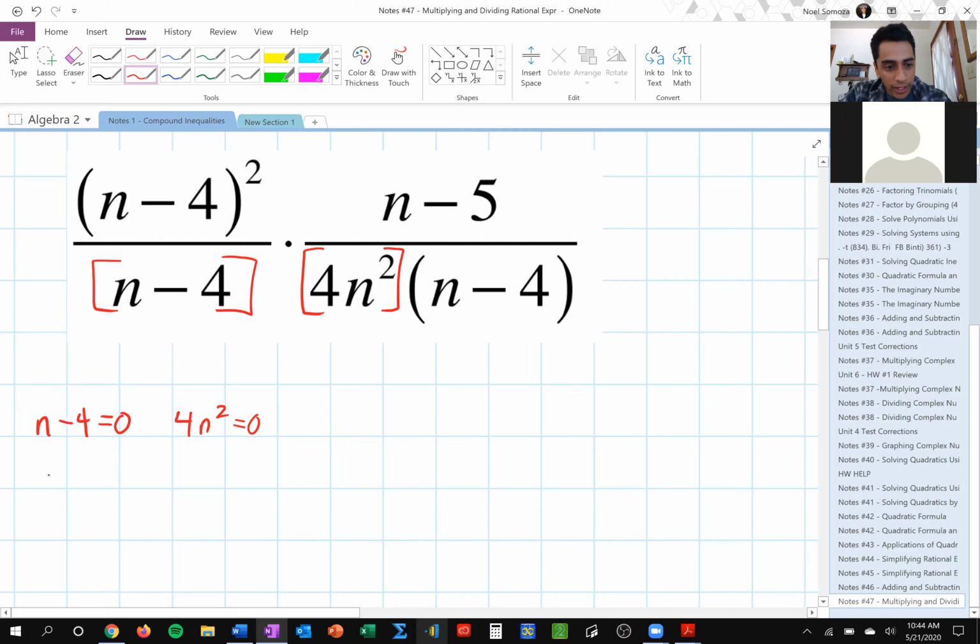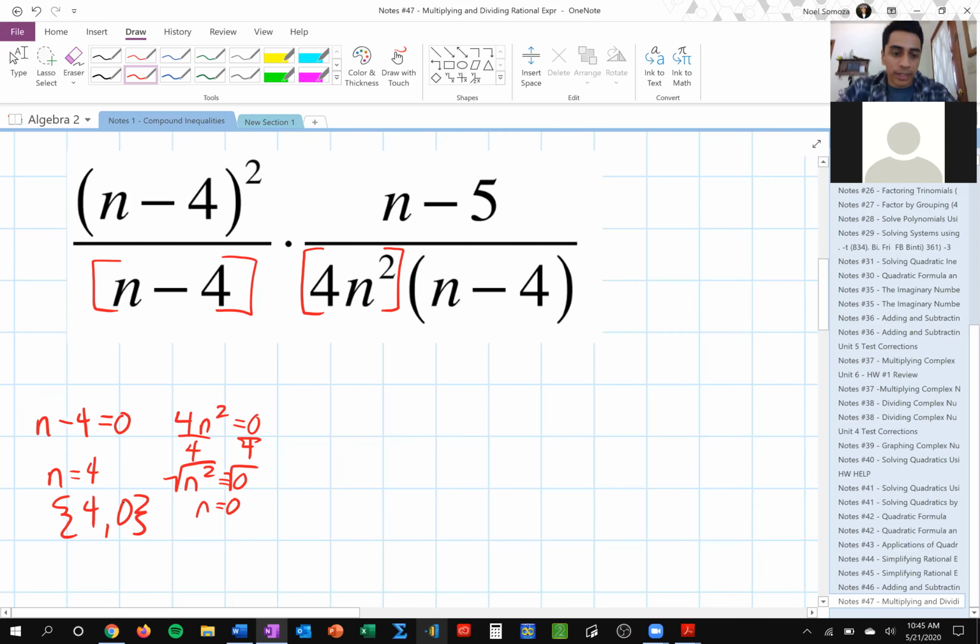Right, so when you solve for n, n will equal 4. 4 will be an excluded value. Here, when you solve for n, you can divide both sides by 4, and you're left with n squared is equal to 0. If you square root n squared, n will equal 0. So then the only two values here that are excluded are 4 and 0, okay? So now that we know that, we can go ahead and move on with the algebra part.